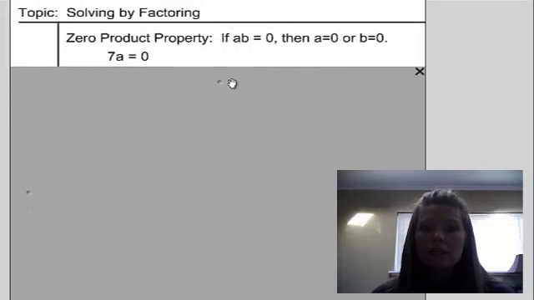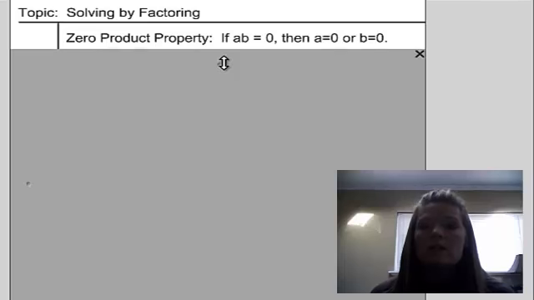So the next thing we're going to start talking about is solving by factoring. We spent some time already talking about factoring. Hopefully you all understand how to factor. If not, please make sure that you're coming in to talk to me about knowing how to do that, because it does make solving quadratic equations much easier if you are proficient in the factoring process.